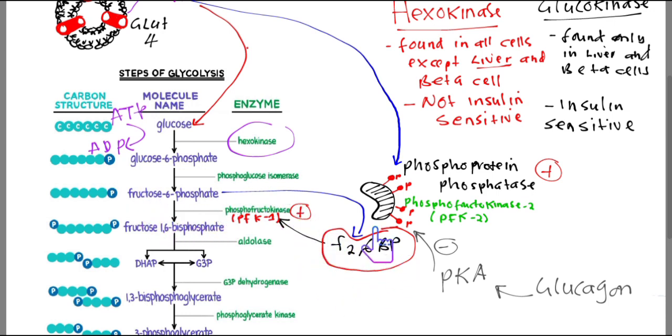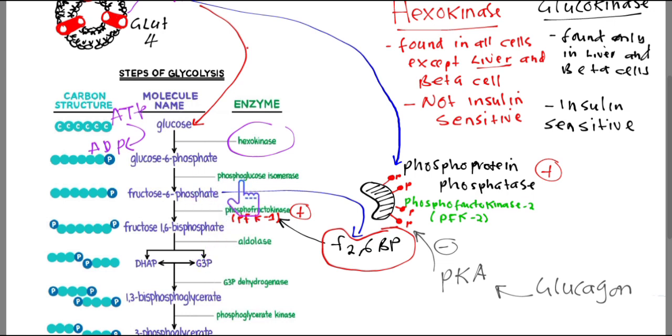Now, why are we forming fructose 2,6 bisphosphate? So, fructose 2,6 bisphosphate is an allosteric activator. When we say allosteric activator, it means that it's going to bind to the allosteric site of phosphofructokinase 1 and activate this enzyme. When this enzyme is activated, what do you think will happen? Fructose 6 phosphate will be converted to fructose 1,6 bisphosphate.